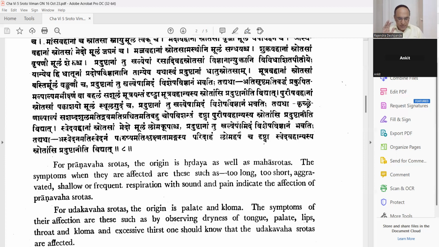Next, Angamarda. Angamarda means pain all over the body. My neck is paining, shoulder is paining, hands are paining, legs are paining, back is paining, abdomen is paining. So different parts of the body will start paining. That is called Angamarda, pain in different parts of the body.